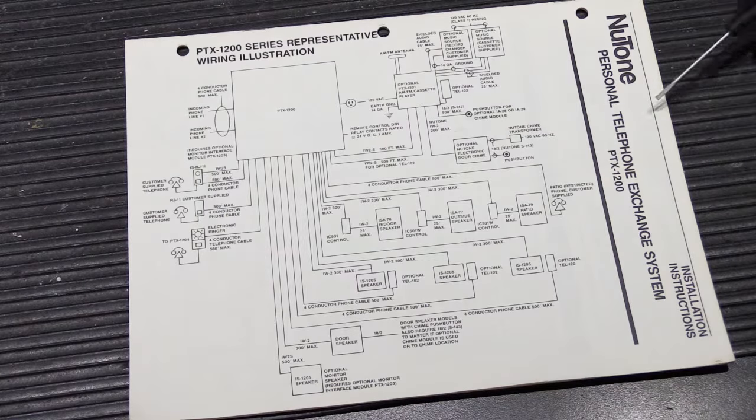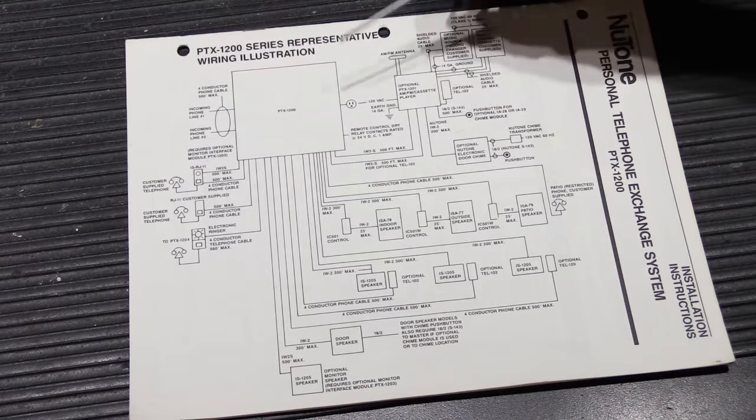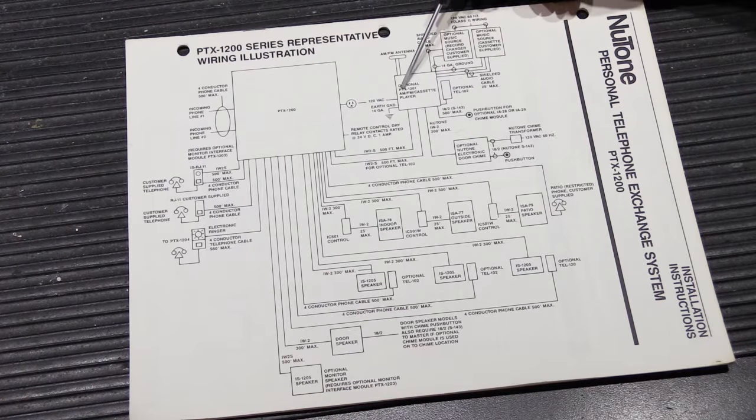Here are the installation instructions for the PTX1200. You can see the PTX1200 here in the drawing. And here we have the optional PTX1201 AM/FM cassette player. It shows the block diagram. You can have an optional record changer. You can have an optional source cassette, customer supplied. I'm not sure why you'd want that.